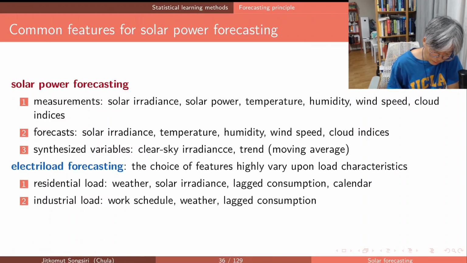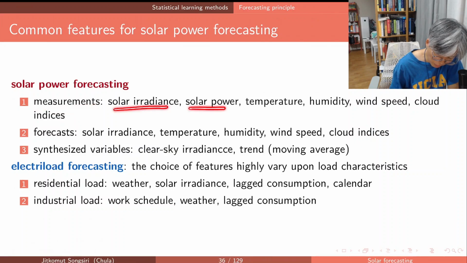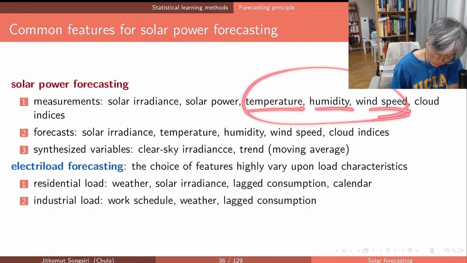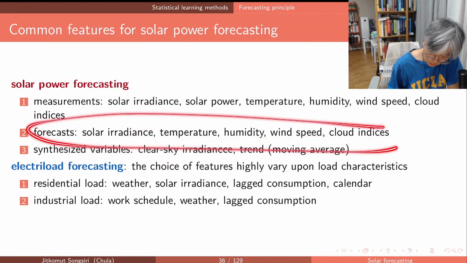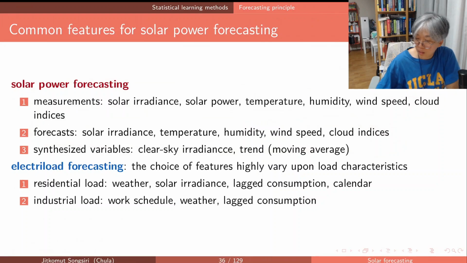So I give some examples of the common features in solar power engineering. For the measurements, we have solar irradiance, solar power, temperature, humidity, wind speed, all of the weather variables, and the cloud index. The forecast variables are the forecast value of solar irradiance and the weather variables. These are from the weather forecast service. They are not measurement values that are usually installed on your site.